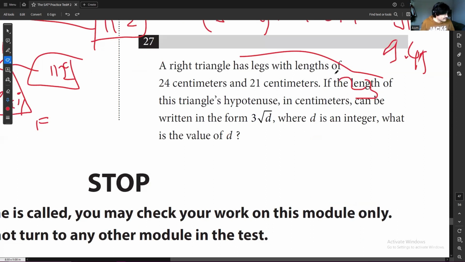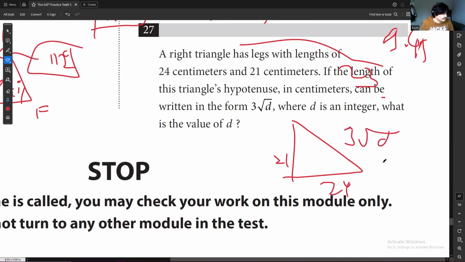A right triangle has legs with lengths of 24 and 21, and the length of the triangle's hypotenuse in centimeters can be written in this form, where D is an integer. What is the value of D? Very easy question. So this will be 24, this will be 21, and this will be 3 times radical D.